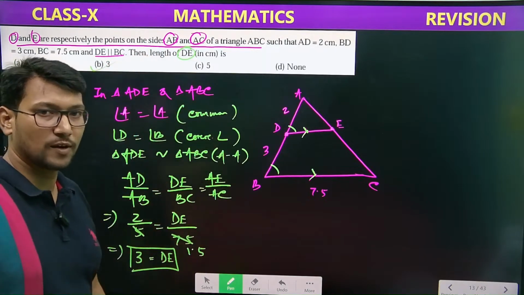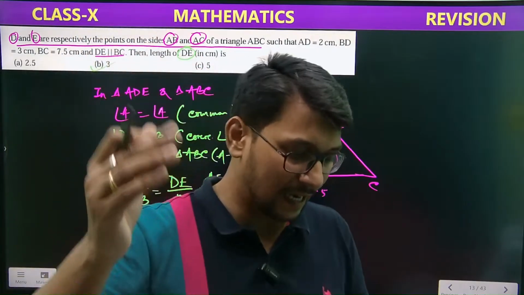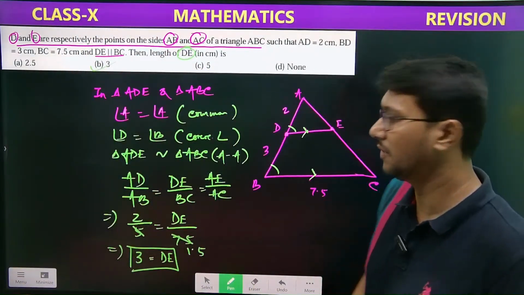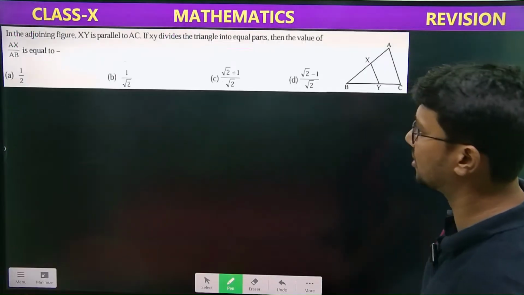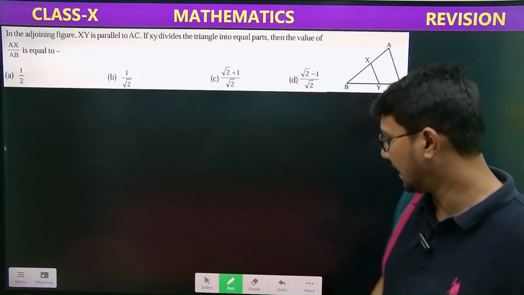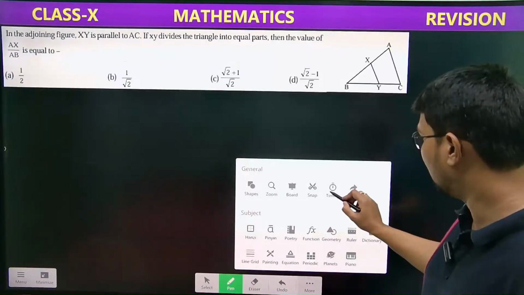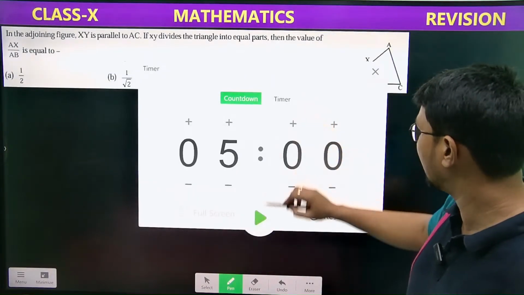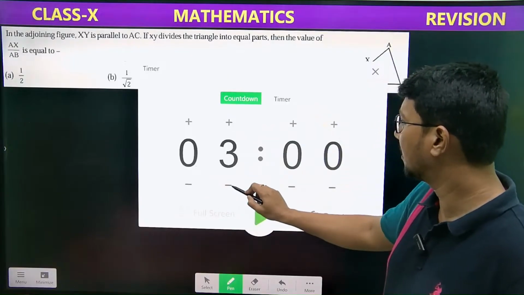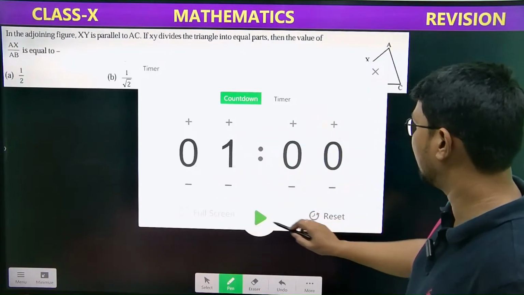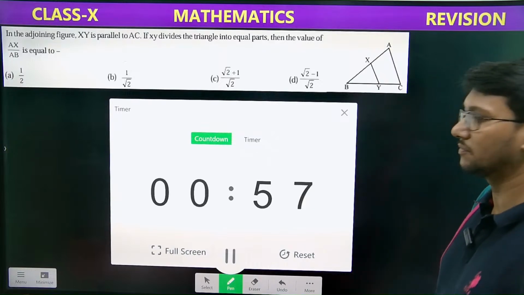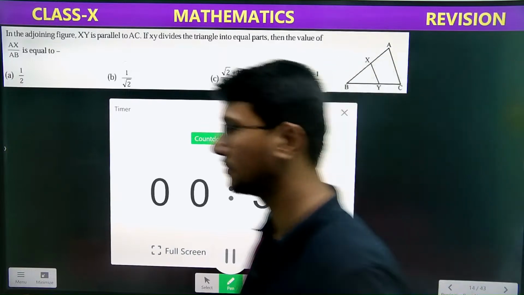Those who gave option B as the answer, clap yourself. ठीक है? Okay. Moving to the next question, बच्चों. फटाफट solve करो. This is also from triangles. Your time starts right now. Only 1 minute I am giving you, बच्चों. How many minutes? 1 minute. चलो solve कर दो.